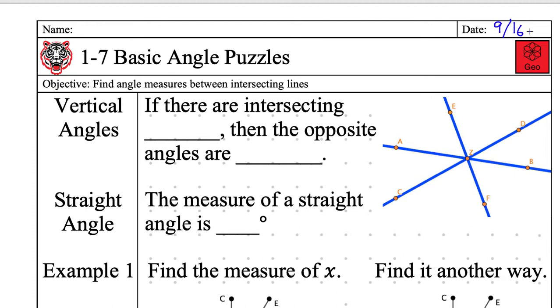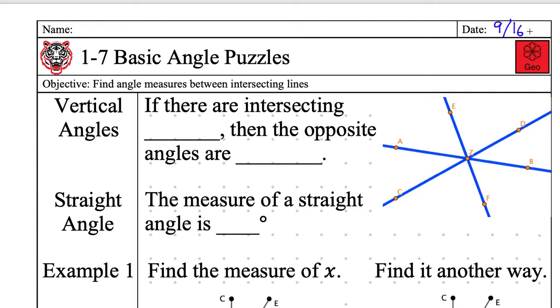All right, so vertical angles. This is a review from, oh gosh, almost 10 days ago. It's been a while. If there are intersecting what, then the opposite angles are what? Quiet, raise hand. Who can fill in both of those blanks? You cannot use the word equal to because I'm talking about geometry items. So if I'm ever talking about geometry, there's a specific word for that second blank that starts with a C that we all need to have memorized.